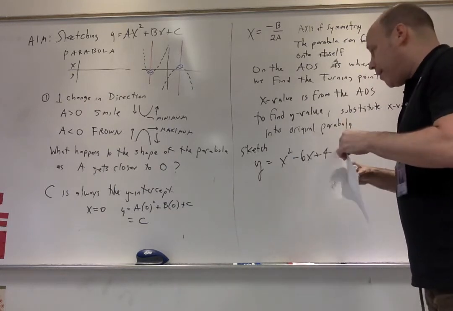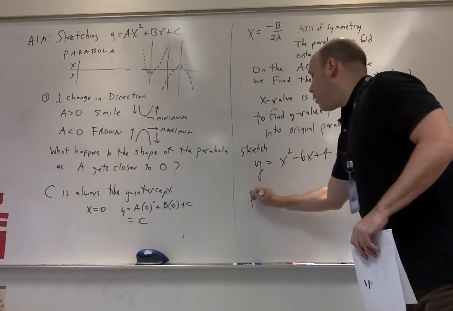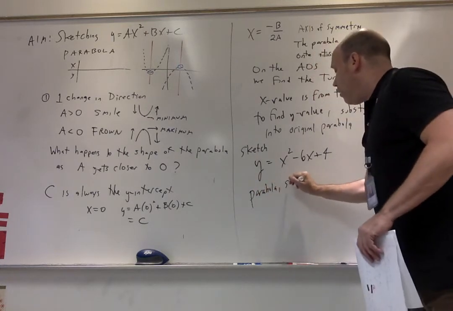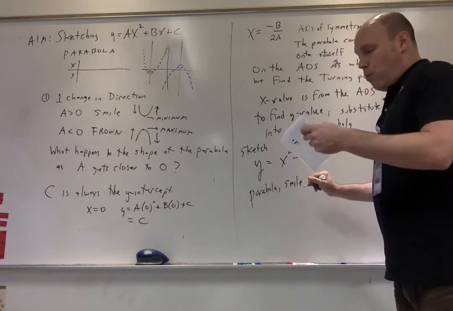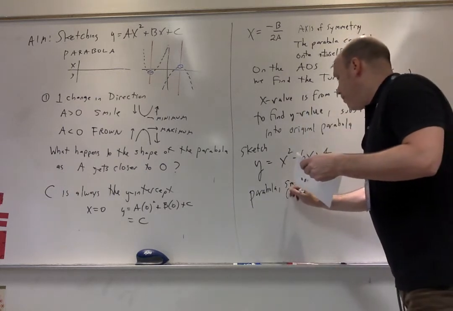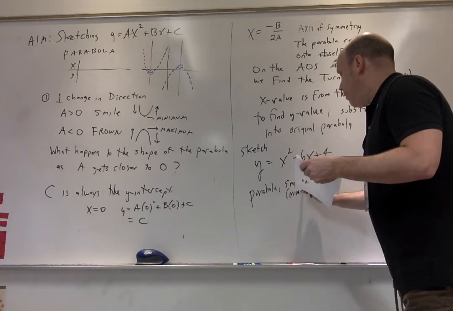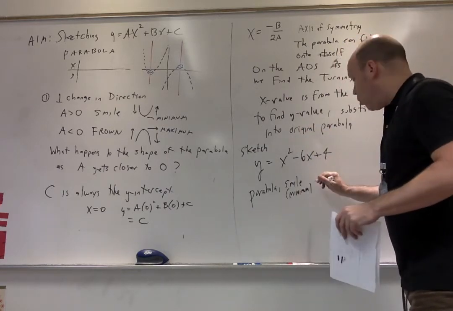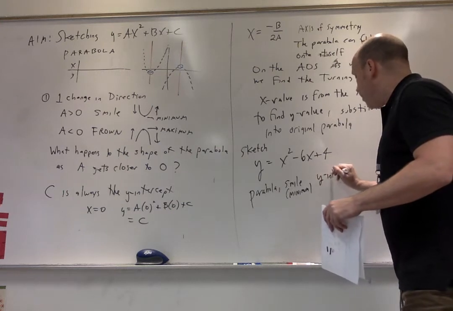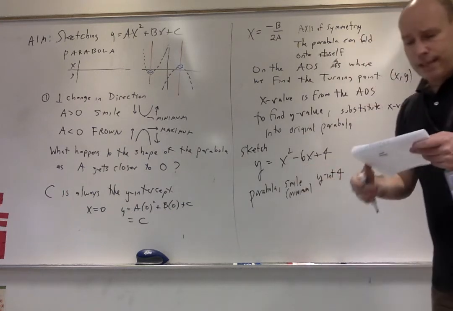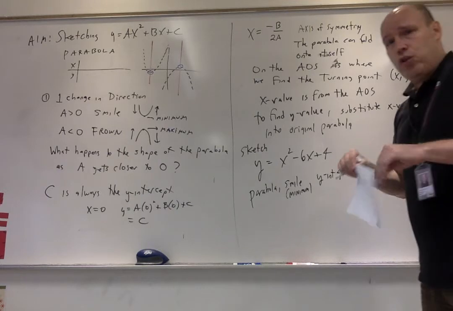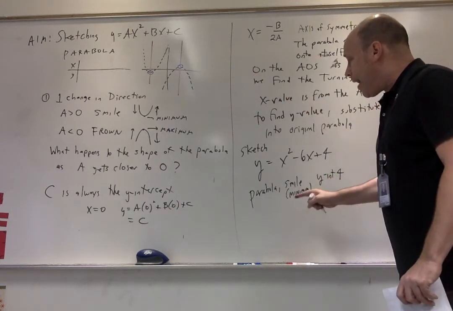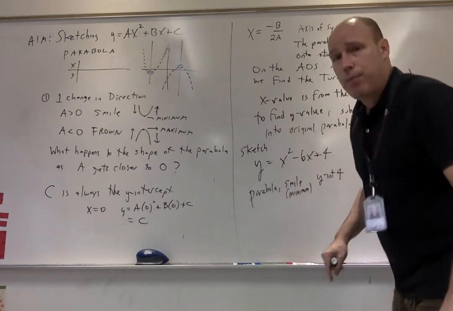First of all, what is it? Well, it's a parabola. It's a smile, which means there's a minimum. What else? I can quickly see that the y-intercept is 4. Well, what's the next two things I need to find out? I need to find out the axis of symmetry, and I need to figure out the turning point.